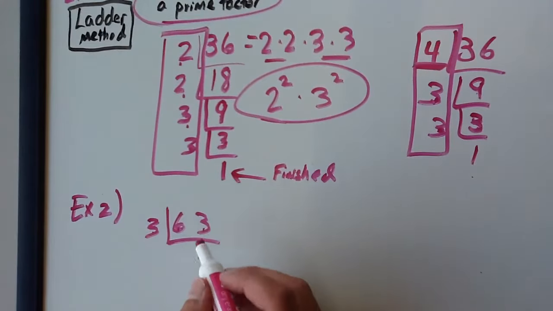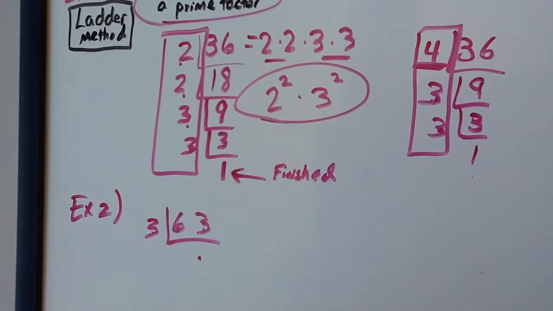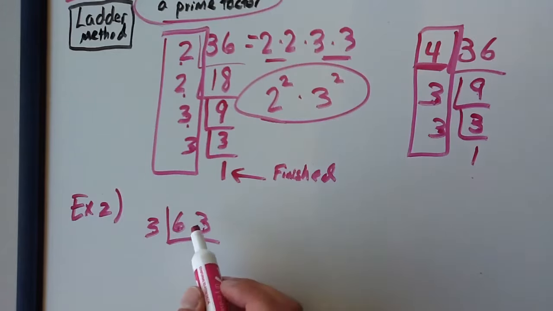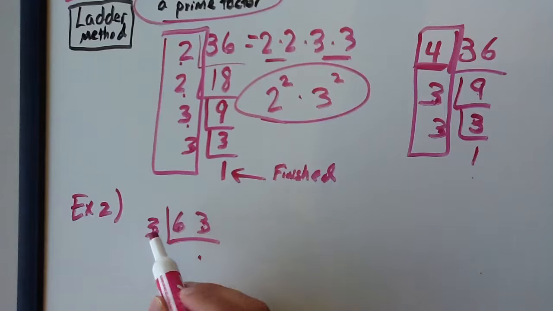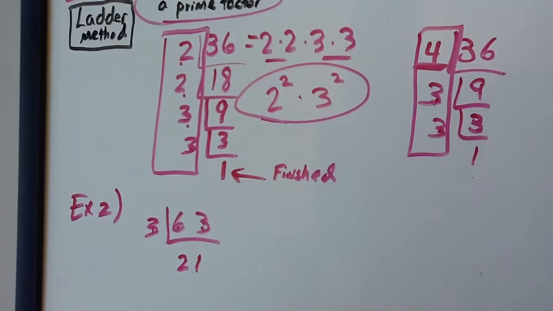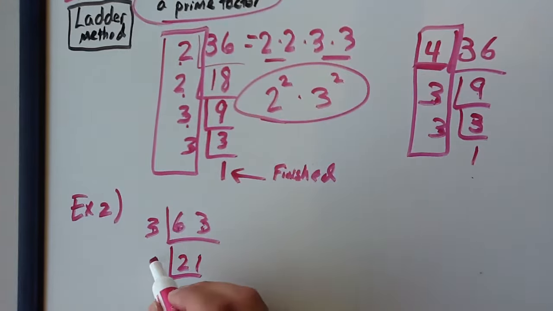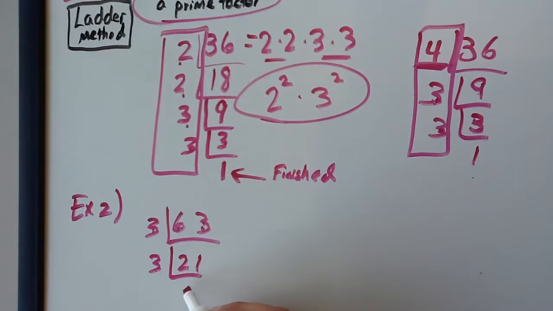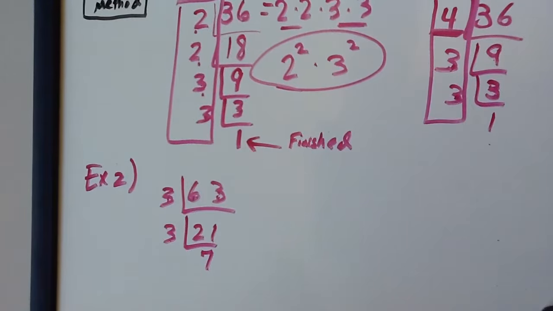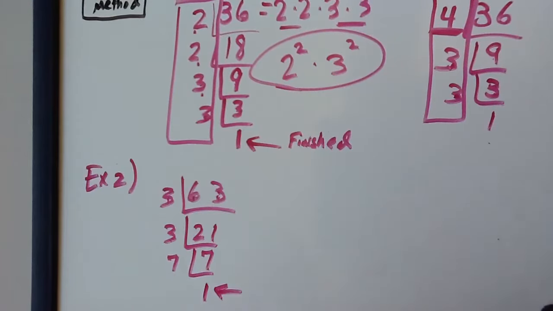Well, 3 times what is 63? Well, I don't really have that one memorized. So what can I do? Well, I can do the inverse of multiplication, right? I can do 63 divided by 3, and that would give me 21. Okay? Now, 21, can I pull out a prime factor for 21? Yes, I can, right? 21 is divisible by 3, so I can pull out a factor of 3. 3 times what is 21? That would be 7. And 7 is a prime factor of 7, so 7 times 1 is 7. I have a 1. I know that I'm finished.